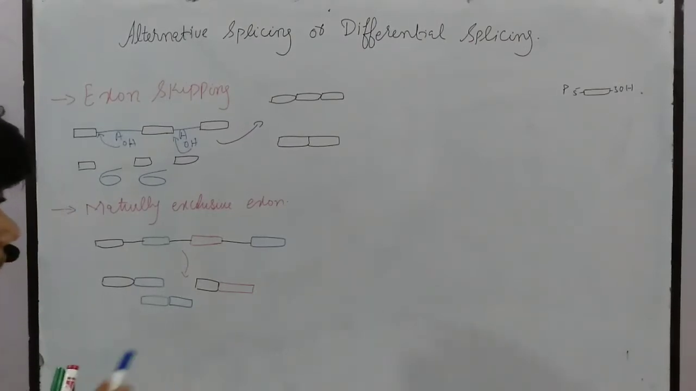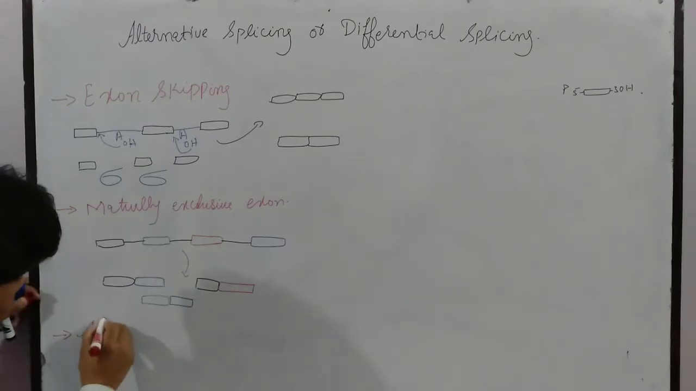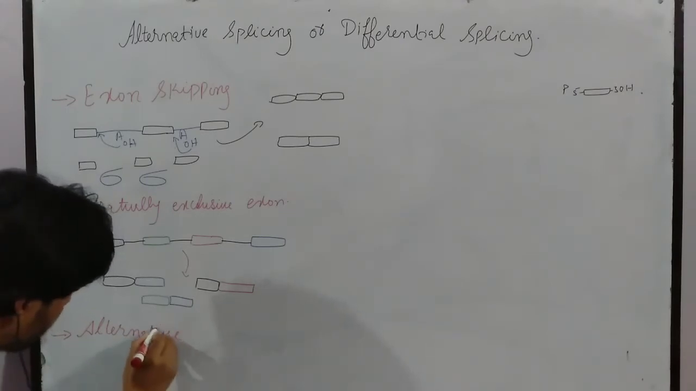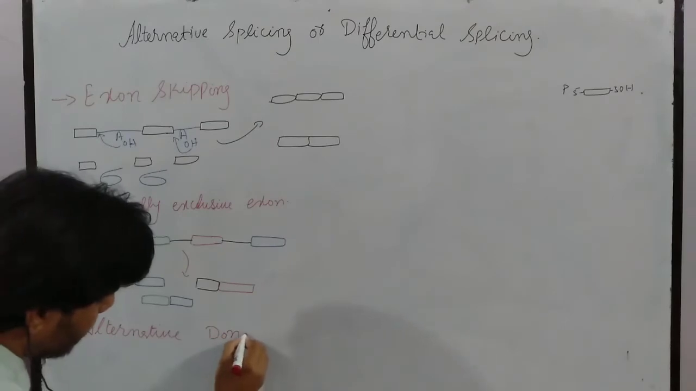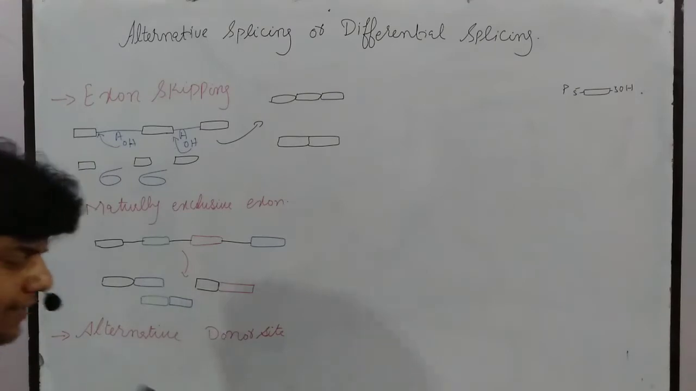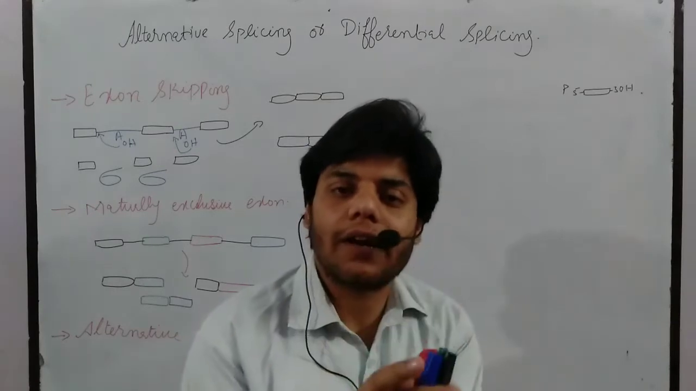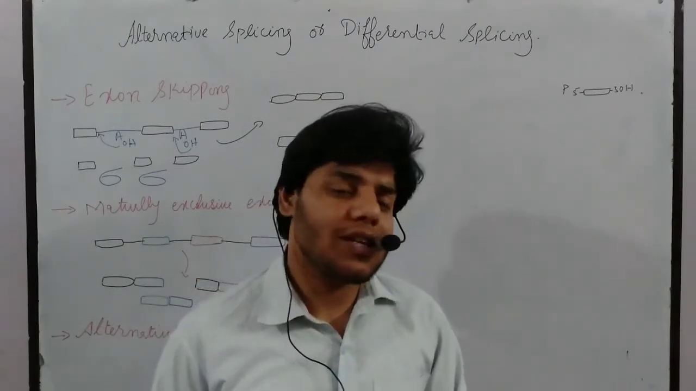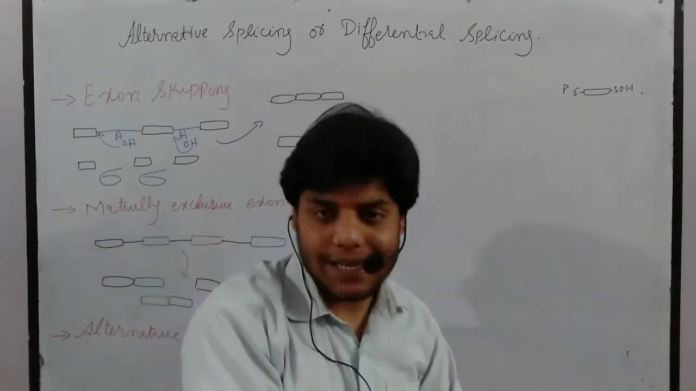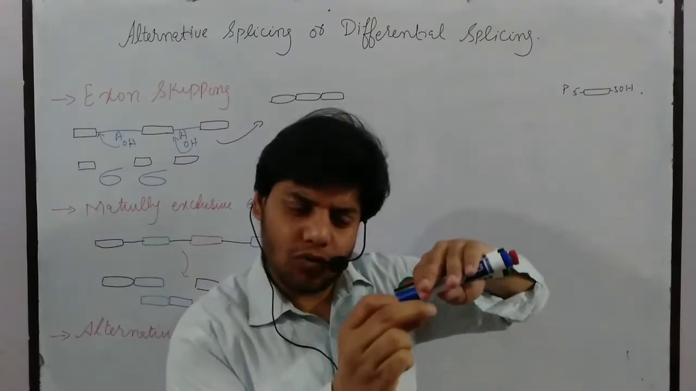Then the third main change which may also occur, we call alternative donor site. Okay, what happened in this case? In this case, one of the exons has some specific sites which act as a donor, and due to this it will donate something to the next exon, due to which the next exon will connect with it, and one of the exons will be released.